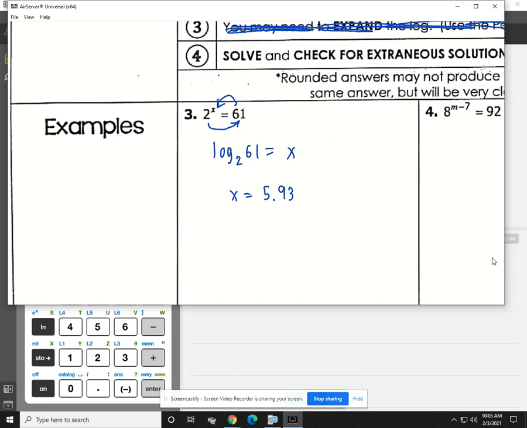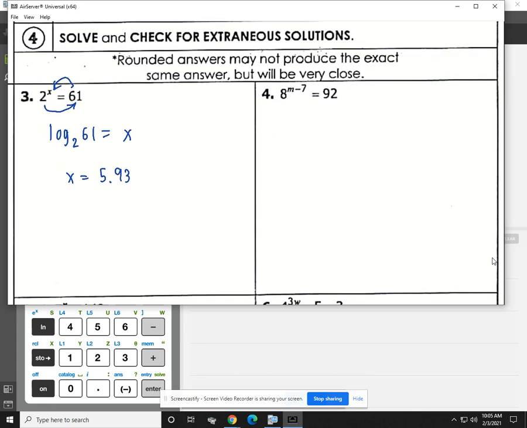But here's the thing. Could you have ever tried to figure out that 2 to the 5.93 power would have given you 61? No, that's why we need to learn how to write it as a logarithm. So we isolate our exponential expression, we rewrite it as a logarithm, and then always feel free to go back and check it. 2 to the 5.93 power will definitely be really, really close to 61. Okay? So let's go on over here to number 4. We're just going to look through a few of these.